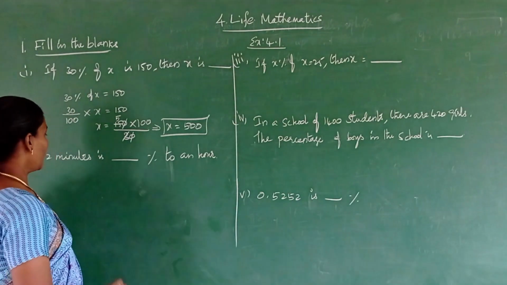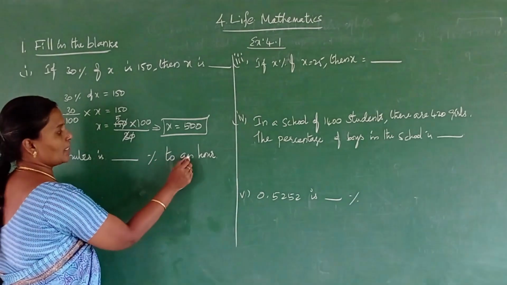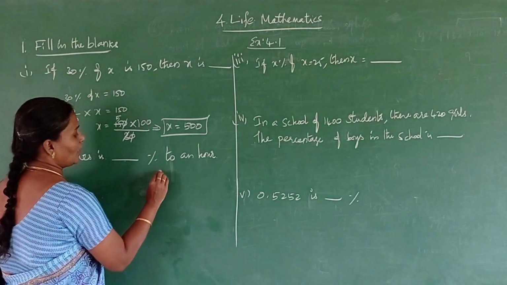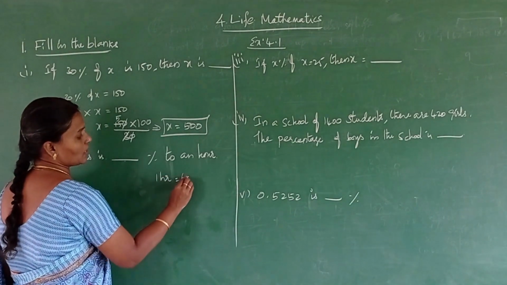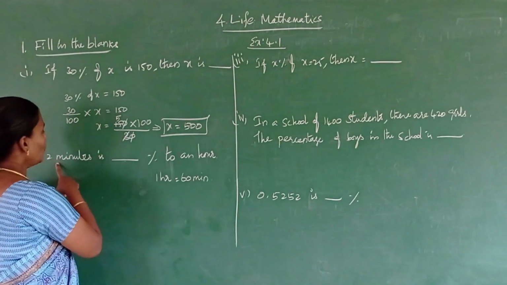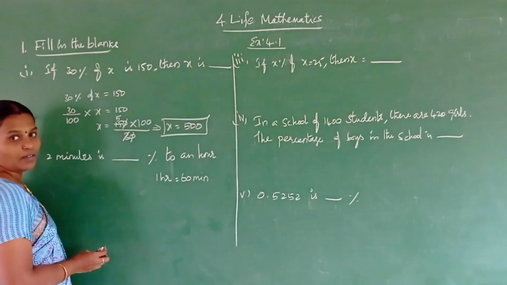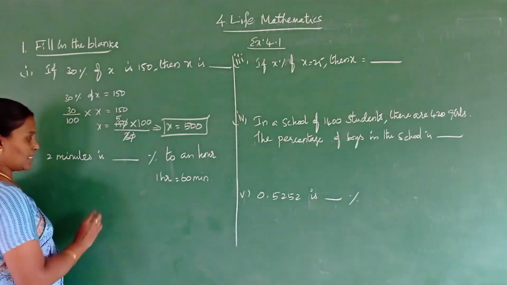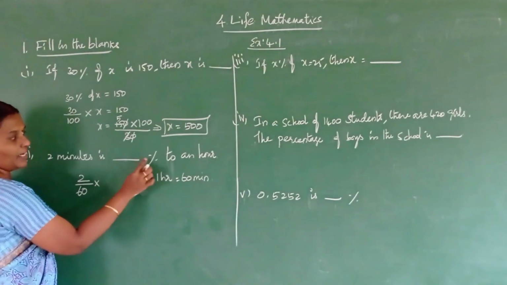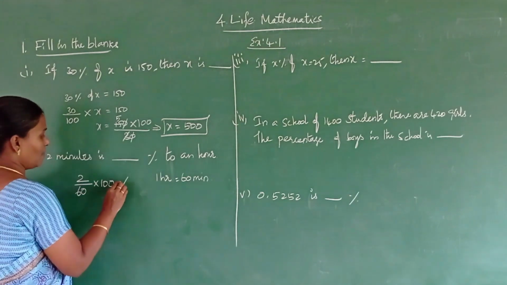Understand children? Okay. Now see the second. 2 minutes is dash percentage of an hour. Okay. You know that 1 hour is equal to 60 minutes. Isn't it? So 2 minutes is dash percentage of an hour. 1 hour is 60 minutes. So 2 by 60. Here we need percentage. So multiply by 100. Okay, 100 percentage.